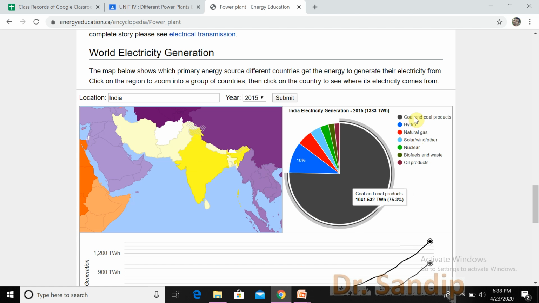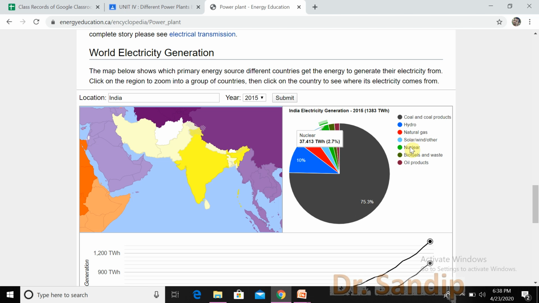Once we have the map of India, we can look at the usage here. If you tap on coal, you can see coal and coal products produced around 75.3% of power, in terms of terawatt hours. So that much energy it has generated. Then we have hydropower, the next, which generated 10% in Indian power plants. Then natural gas, which is 4.9%. Solar and wind is something we want to rise. Right now the use is only 3.5%, and compared globally to some of the developed countries, this is much less. Nuclear power is only 2.7%.